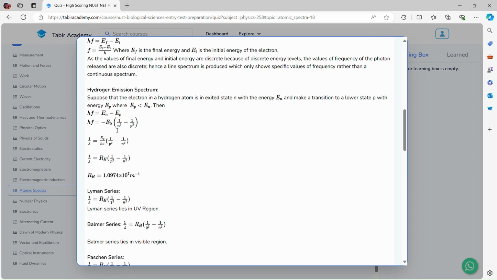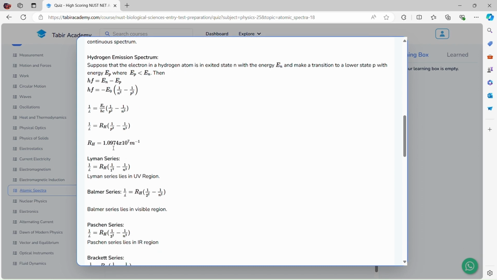1 over lambda equals E0 over hc multiplied by 1 over p square minus 1 over n square. 1 over lambda equals Rh multiplied by 1 over p square minus 1 over n square. Rh equals 1.0974 times 10 to the power 7 per meter.